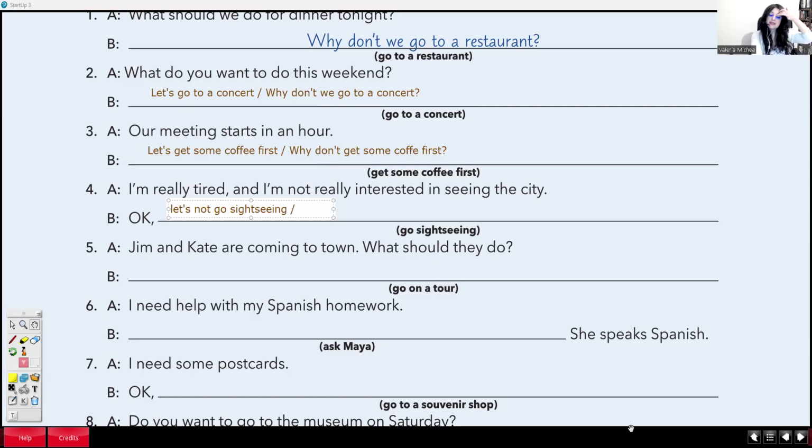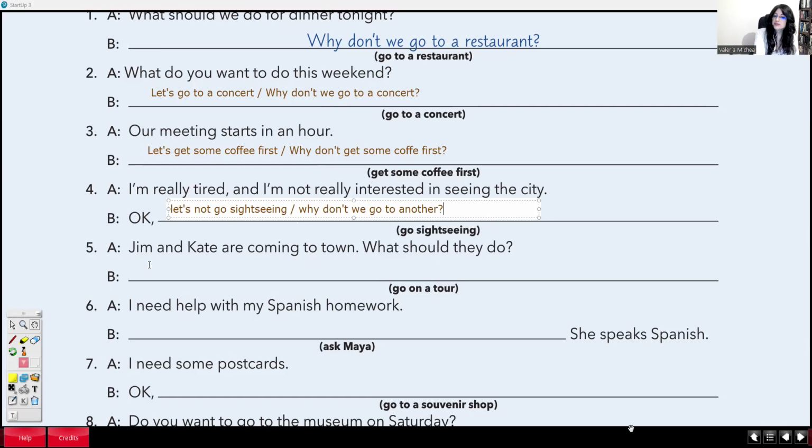Do we have another way here or that's it? We only have one possible answer. Why don't we go another place? Ah, there you go. Yes, you're getting more creative. I like it. Why don't we go to another place? Or why don't we do another thing? Yeah, it is possible. Good. All right, so what about 5?